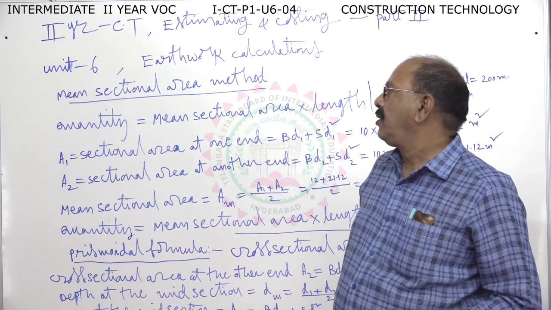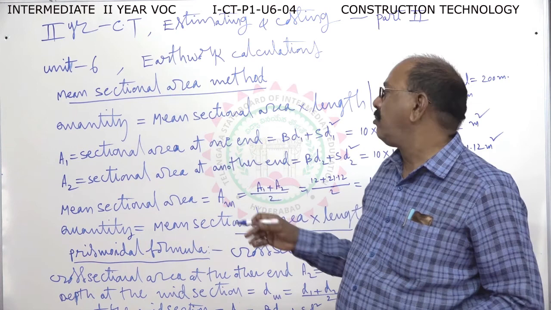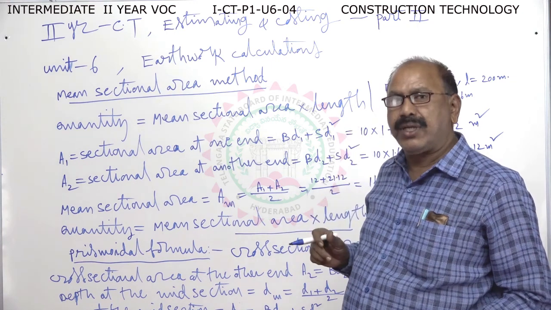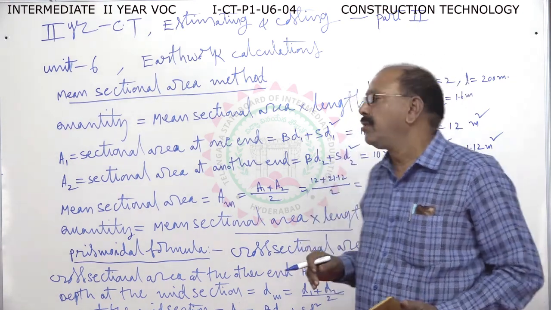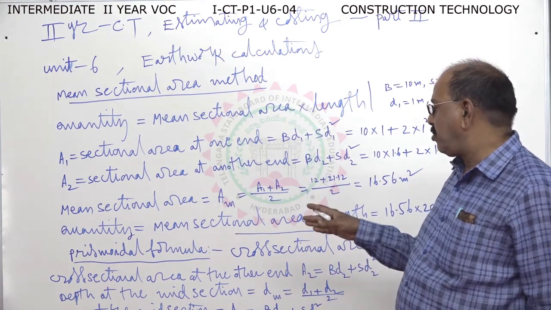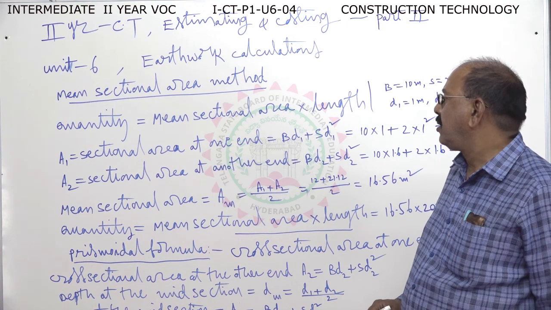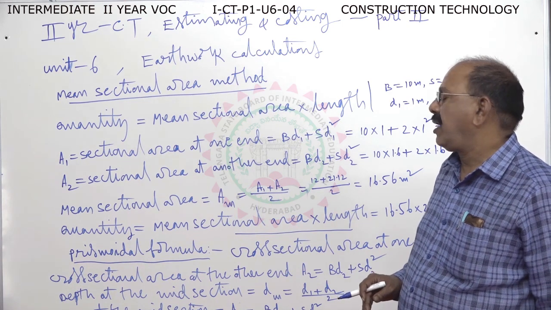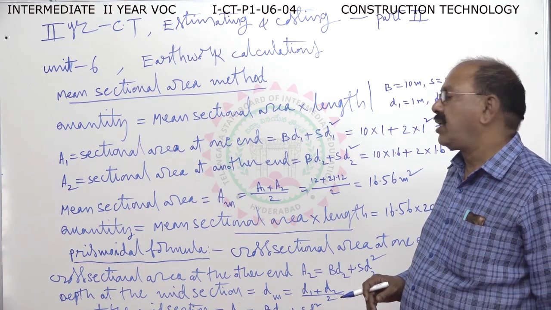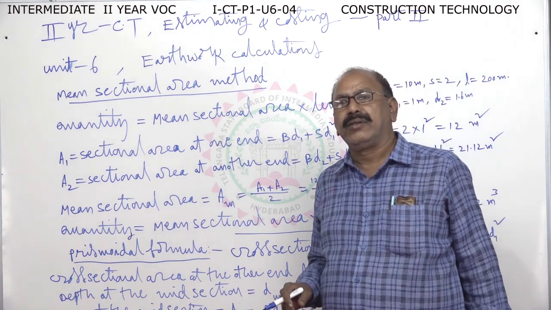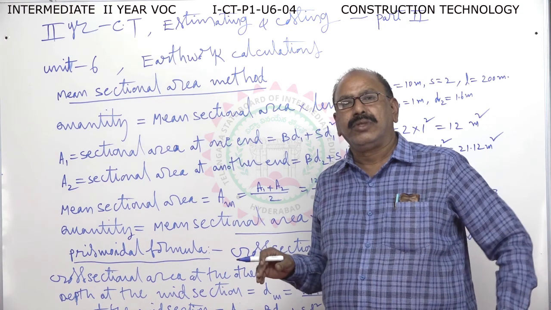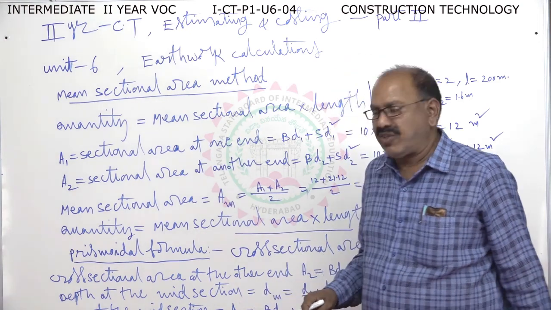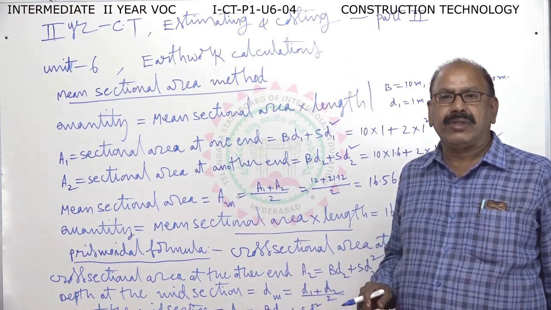Last class, we solved an earthwork calculation problem with one method, the midsection area method. Today we are going to do the mean sectional area method and the prismoidal formula, or prismoidal method. Last class we were asked to calculate the earthwork quantity and solved it with the midsectional area method. Today we start with the mean sectional area method, and after that the prismoidal formula.